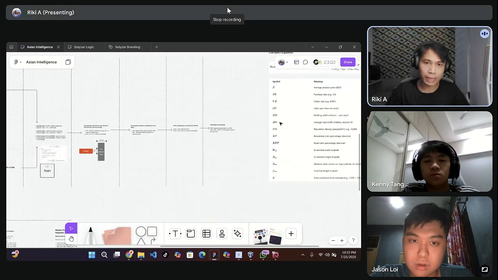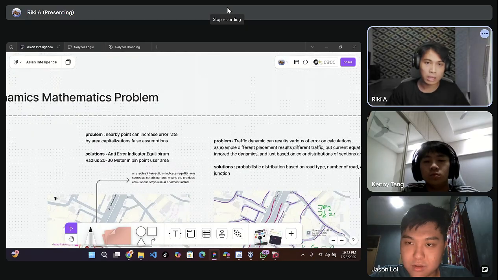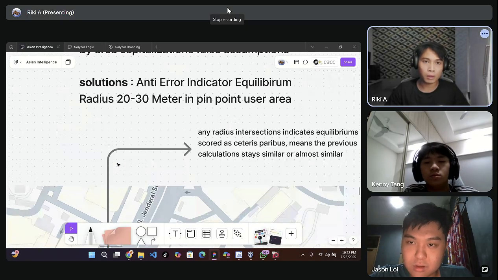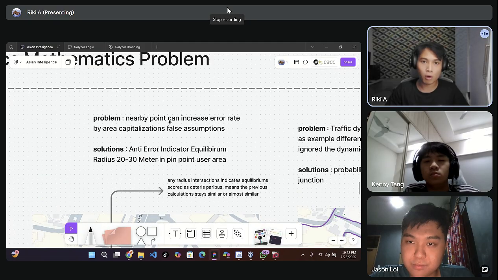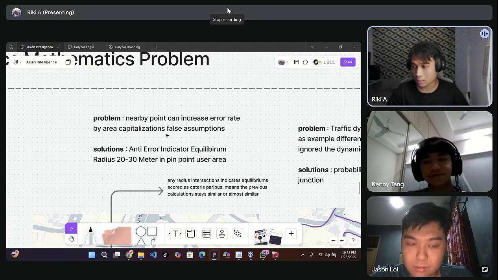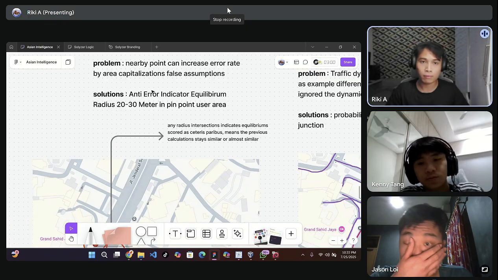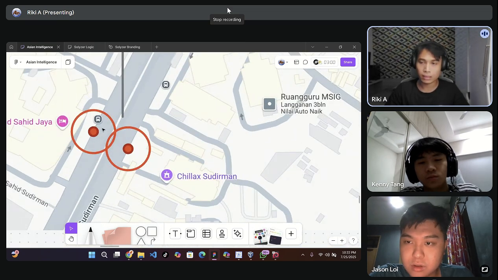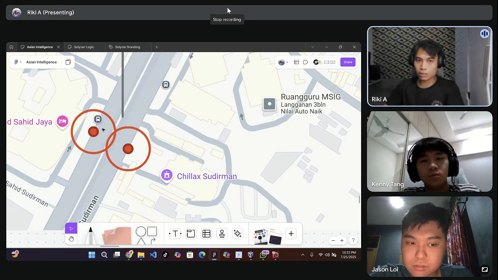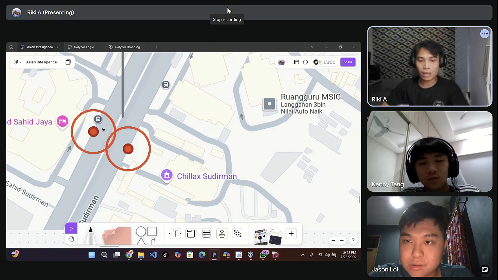We're developing a more robust equation to make it more specific. Here, we try to analyze this. The nearby point can increase error rate by area capitalization plus assumptions. The solution we developed is the anti-error indicator equilibrium radius of 20 to 30 meters in the pinpoint user area. So here is the equilibrium point. So not everyone that has a near location intersecting in the radius is having the same result. I mean, we implement the ceteris paribus.